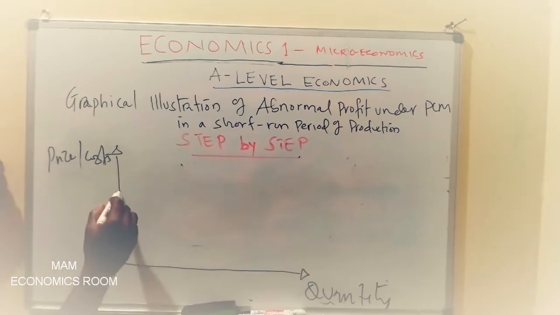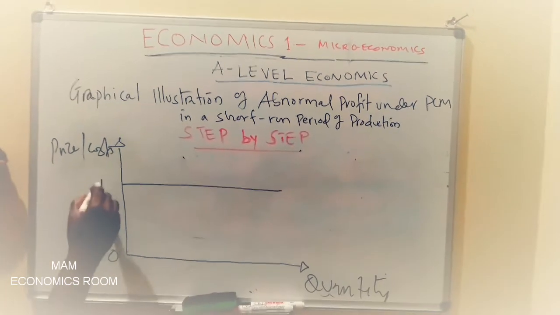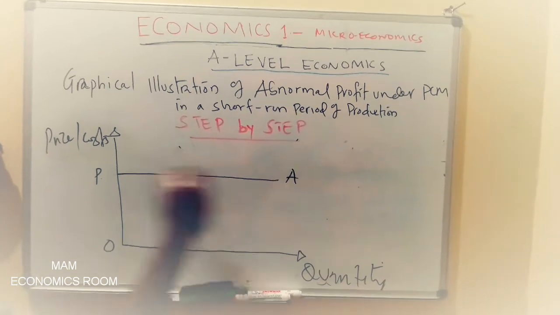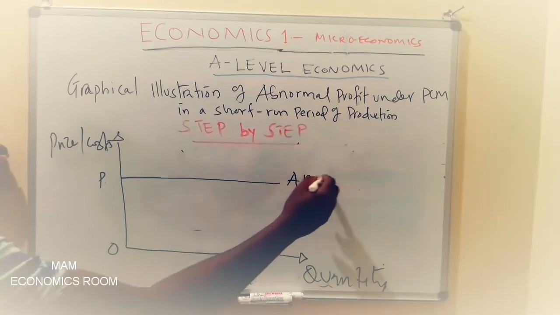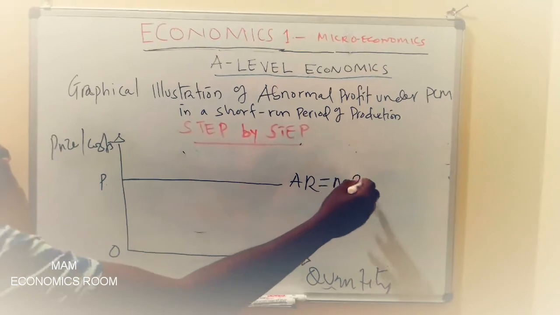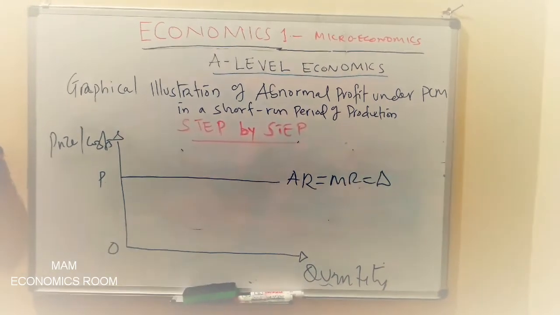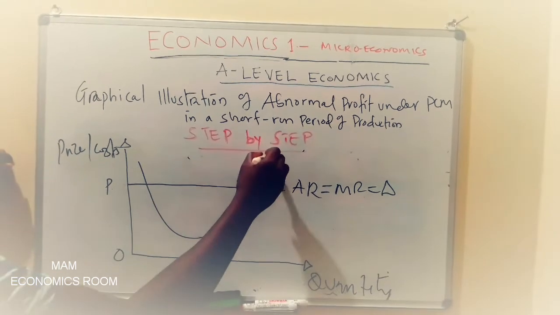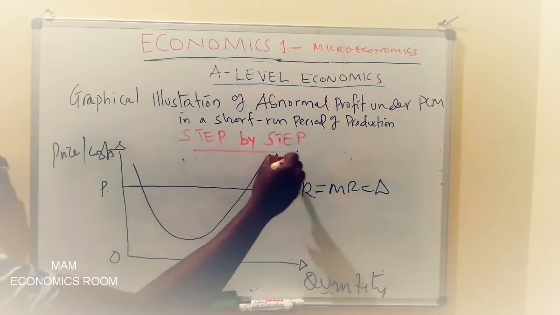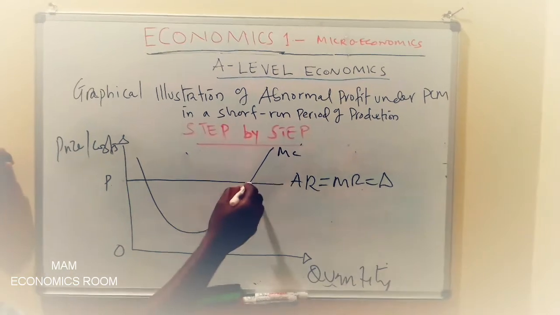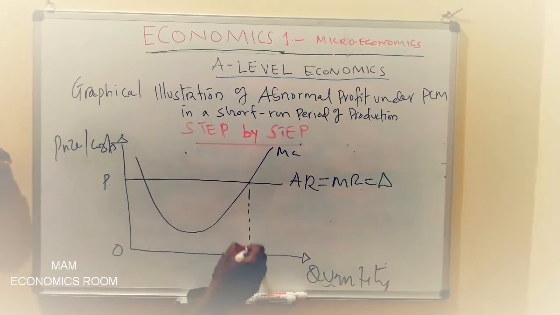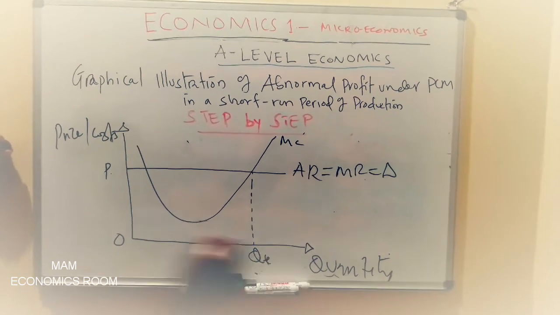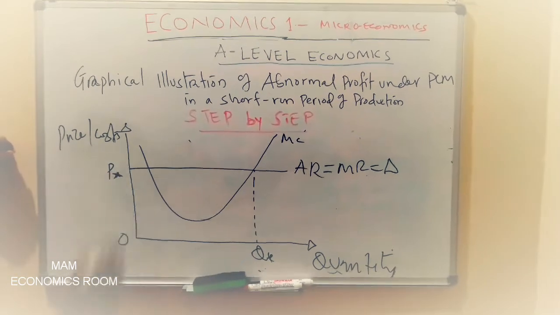From there, introduce a price line, which indicates average revenue equal to marginal revenue equal to demand. From there, introduce the marginal cost curve. Then introduce the equilibrium output. Remember, this is the equilibrium price.